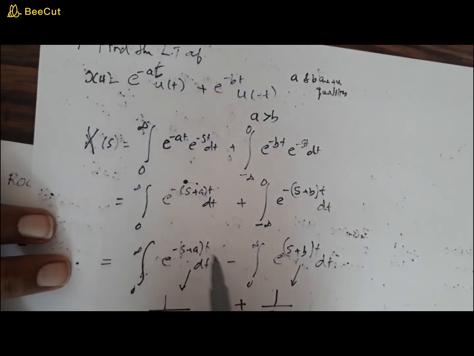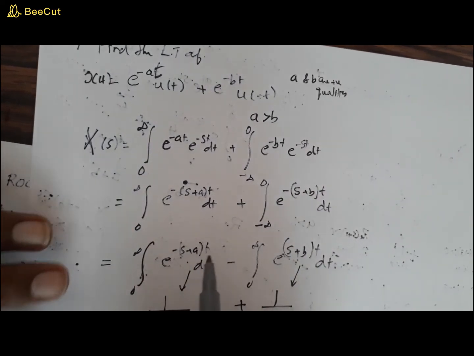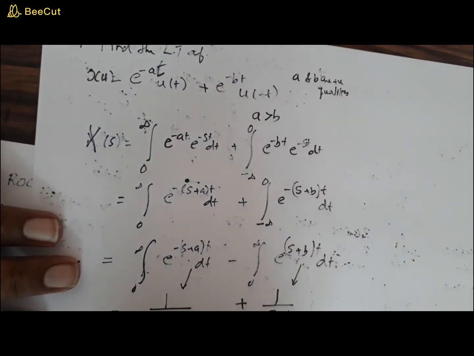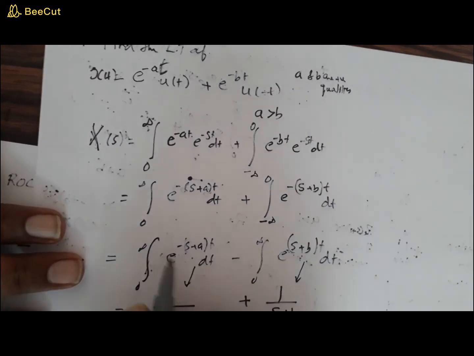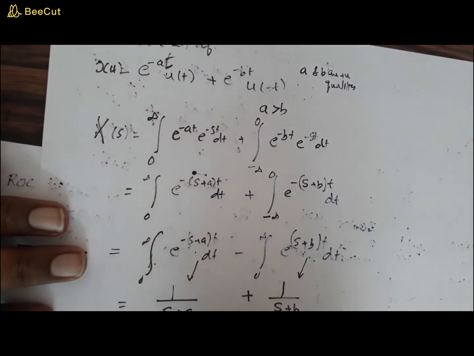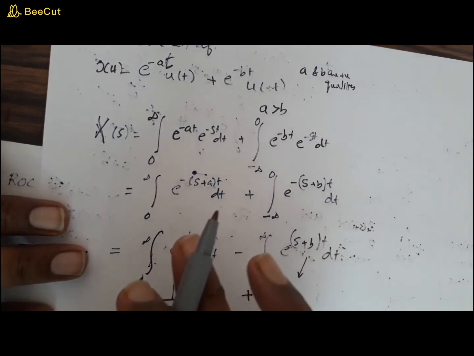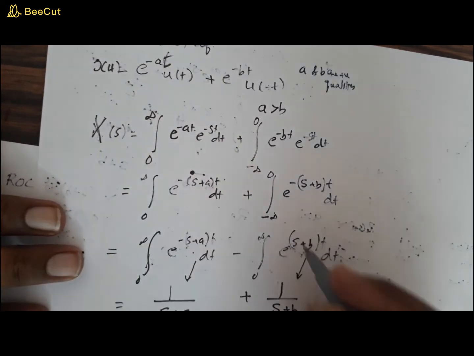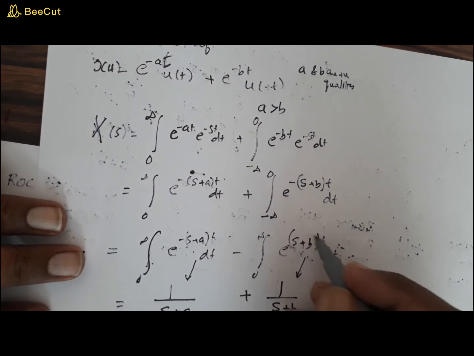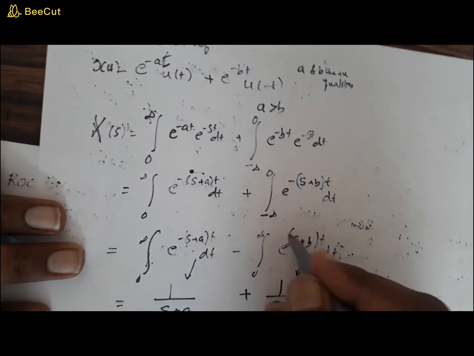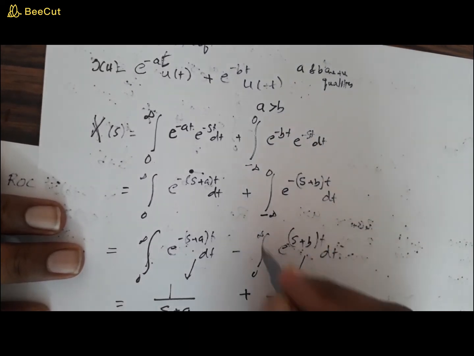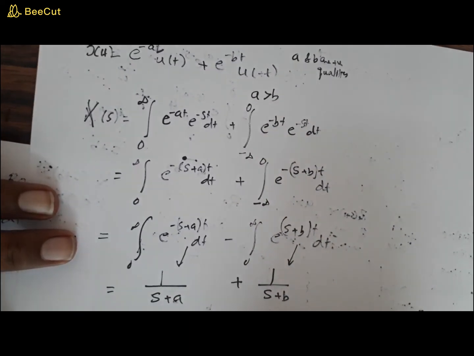So for this integral to converge, or rather for the Laplace transform to exist, we know that the real part of s plus a, so here there is a negative sign, the real part of s plus a has to be greater than 0 in order to retain it as negative. Now here you have s plus b into t. This is a positive quantity. That means the real part of s plus b has to be less than 0 to make it negative. Then only this integral converges to a finite value.